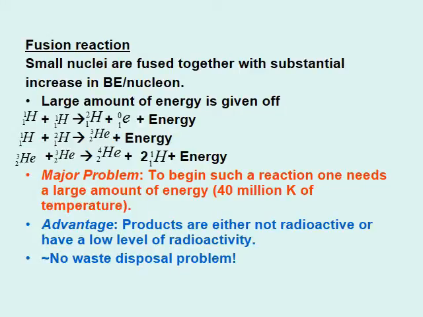Now we're showing you a number of fusion reactions. In this case, small nuclei are fused together with a substantial increase in binding energy per nucleon. We have explained that before. These are examples of fusion reaction. Two hydrogen could be fused together into deuterium and a significant amount of energy is given off. Or hydrogen and deuterium can form helium-3, or even helium-3 and helium-3 can form helium-4 and energy is given off.